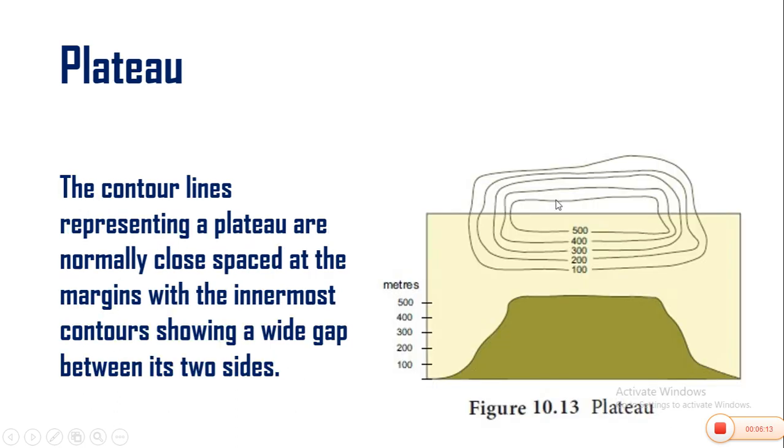A plateau. The contour lines representing a plateau are normally closed spaced at the margins, with the innermost contours showing a wide gap between its two sides. This is how a plateau is represented on a topographic map, and this is the margin contour. If you look at it, the contour lines are close together at the margins. Now the innermost lines have a wide gap, so this is what differentiates a plateau from a hill or other highlands.